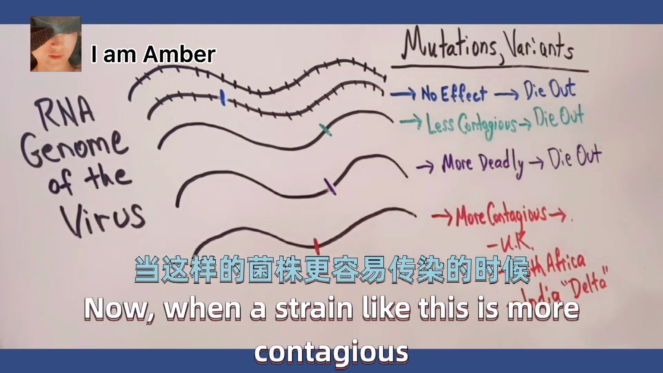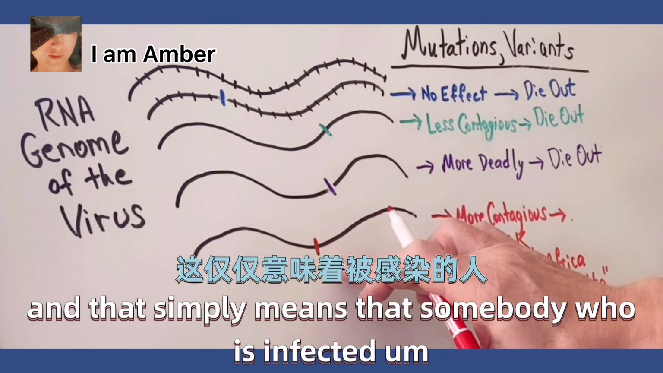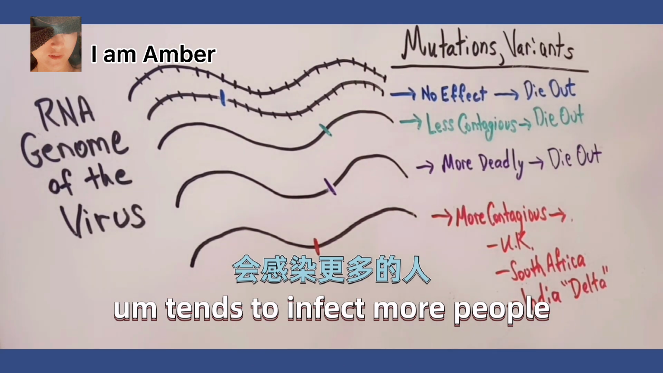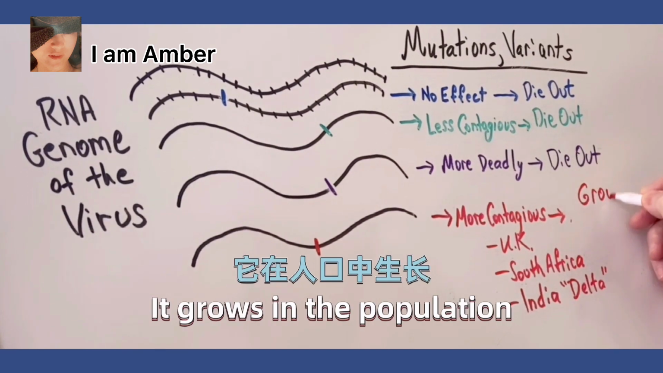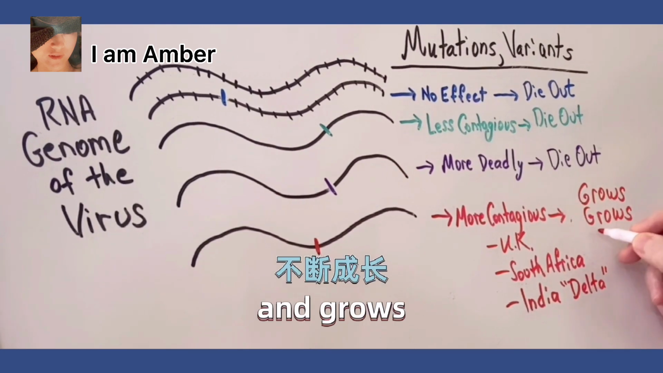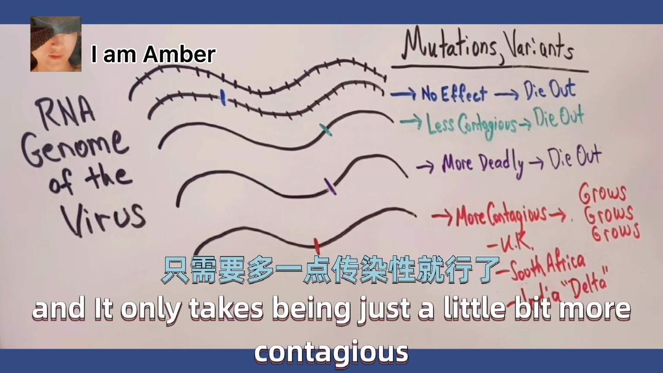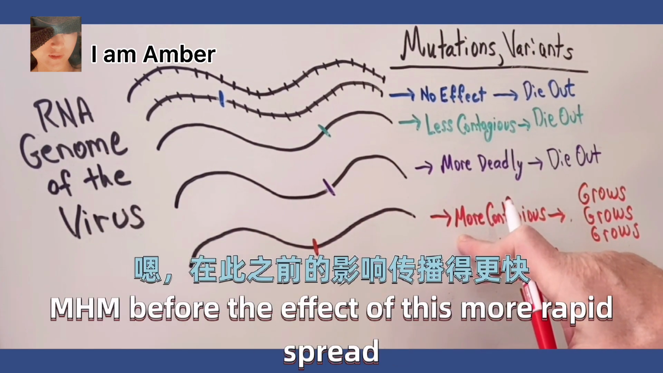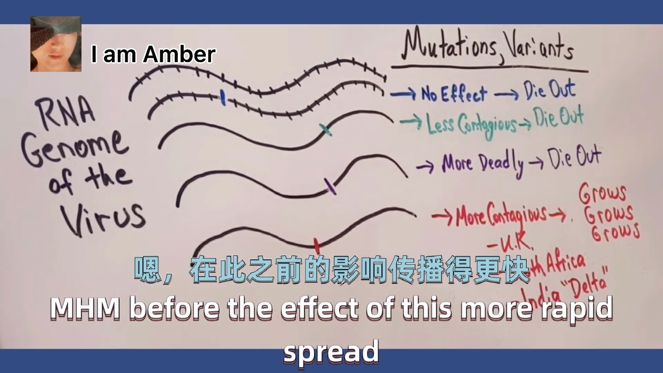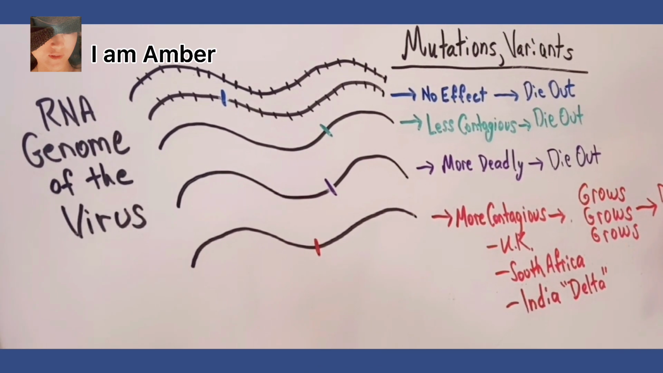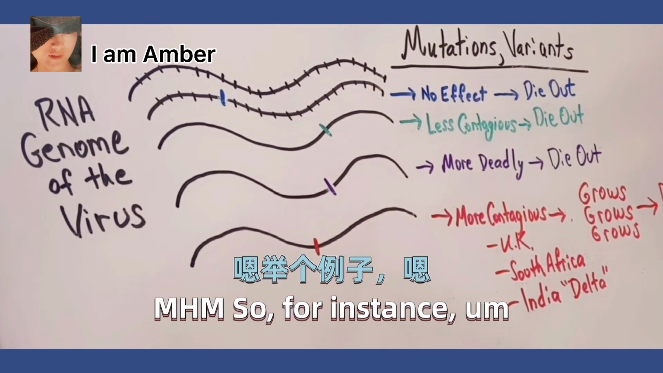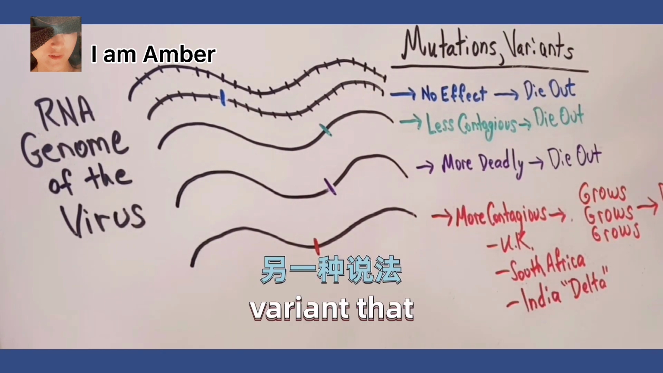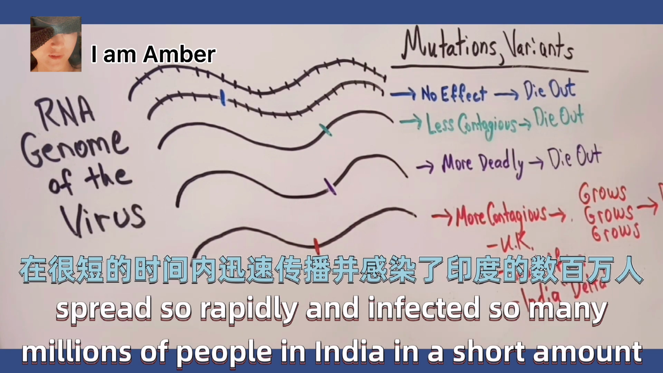Now, when a strain like this is more contagious, and that simply means that somebody who is infected tends to infect more people from that one patient, then what happens is this particular variant grows in the population and grows and grows and grows. And it only takes being just a little bit more contagious before the effect of this more rapid spread causes it to become the dominant variant. So, for instance, this is the variant that spread so rapidly and infected so many millions of people in India in a short amount of time.